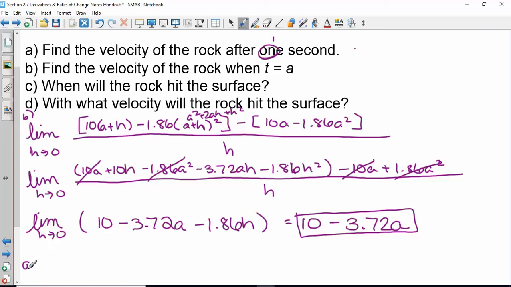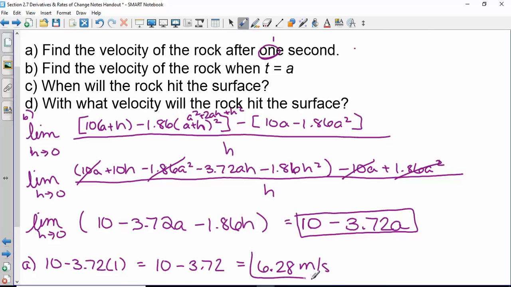Here's the reason I have to do part B first. So now in part A, we could have done this whole thing at 1 second, but now we have a formula. So now if I said after 1 second, all you have to do is plug in the 1. So we get 6.28 meters per second.